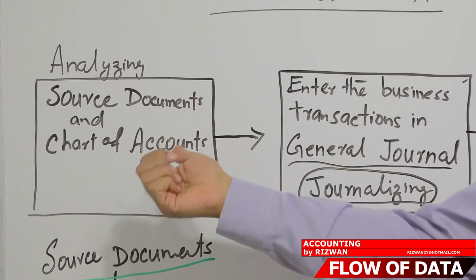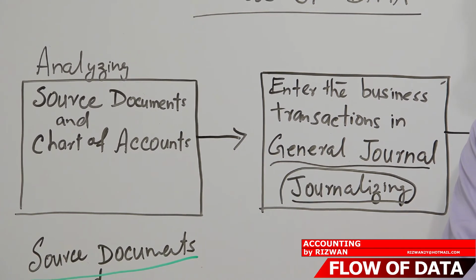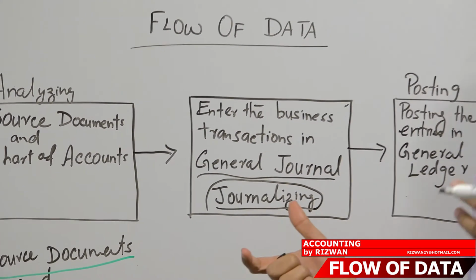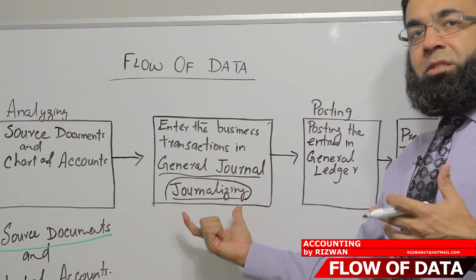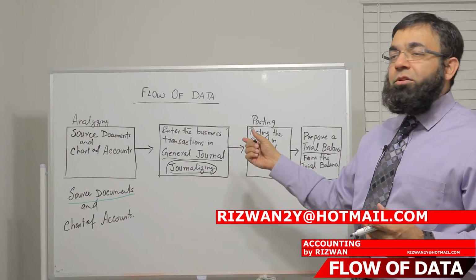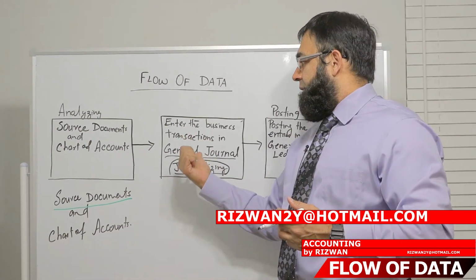Previously it was just receipts and everything. You already know that with receipts, you have to put them in a proper system, and this is where the proper system starts: in the general journal and journalizing. I will show you after the break how to do journalizing.